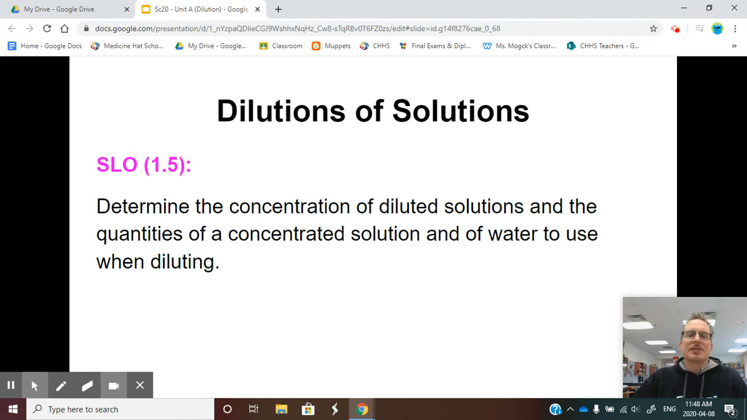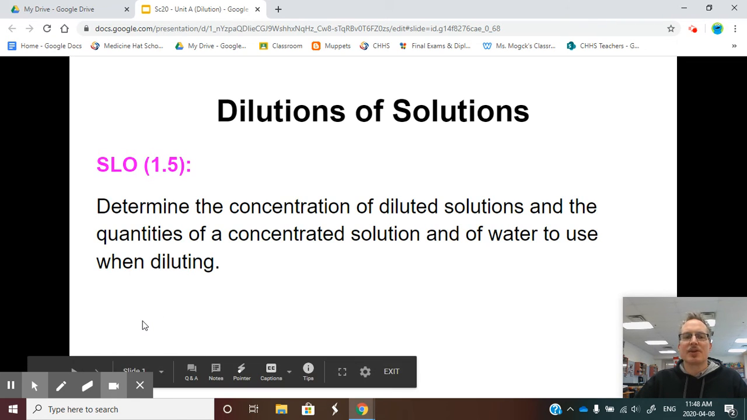Hello, Science 20s. Our lesson today is going to be on dilution. It's going to look at how we add water to dilute a substance to make it weaker, or possibly how we add less or remove more of the solute in order to make it more dilute or weaker as a concentration.